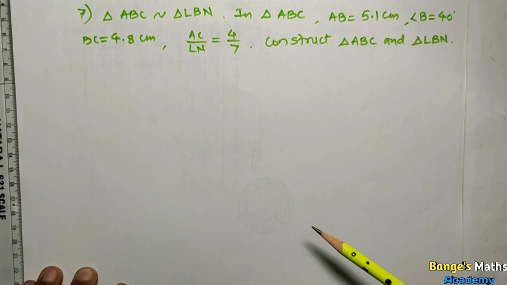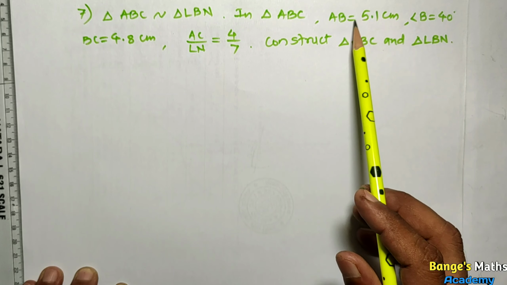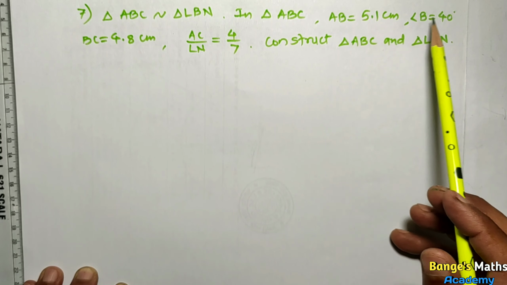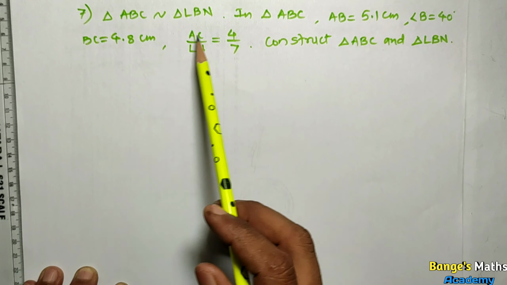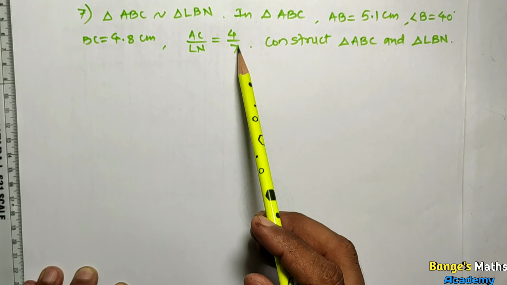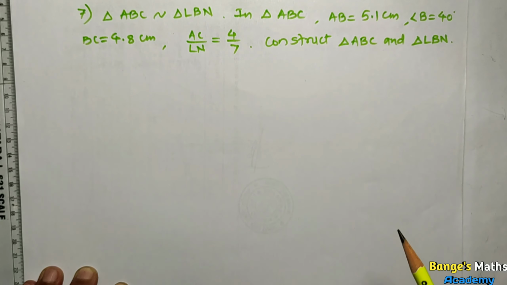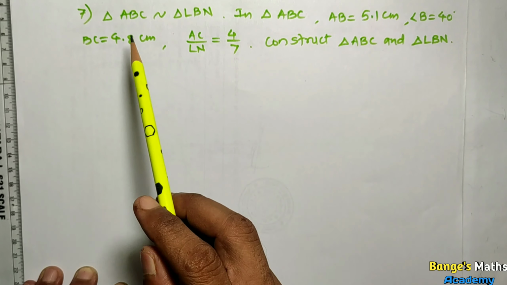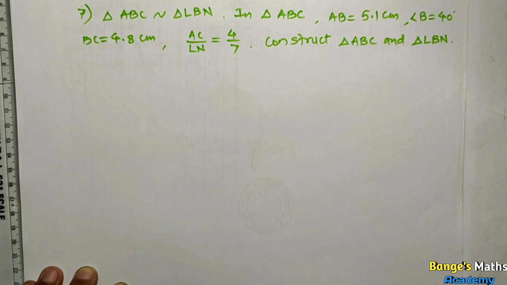Seventh example, triangle ABC is similar to triangle LBN. In triangle ABC, AB is equal to 5.1 centimeter, angle B is equal to 40 degree, BC is equal to 4.8 centimeter, AC upon LN is equal to 4 upon 7. Construct triangle ABC and triangle LBN. See, if we observe this example, point B is common in both triangle ABC and triangle LBN.